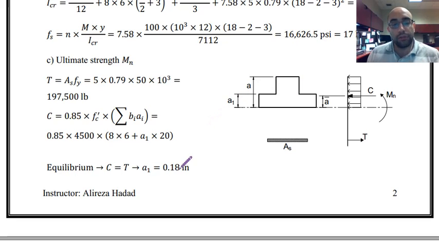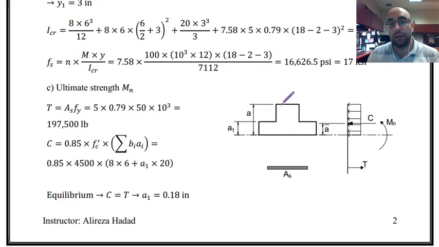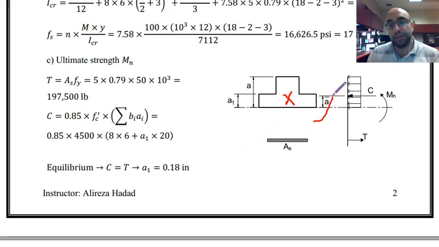So we could find A1, and now I can calculate the centroid of this shape that we have over here, because that centroid is the place where this compression force is applied. The compression force is basically the compression that we have because of this stress in this area, and that is located at the centroid of this shape, which should be some point like this. So A bar, this is the centroid of this shape from this bottom line that I have over here.